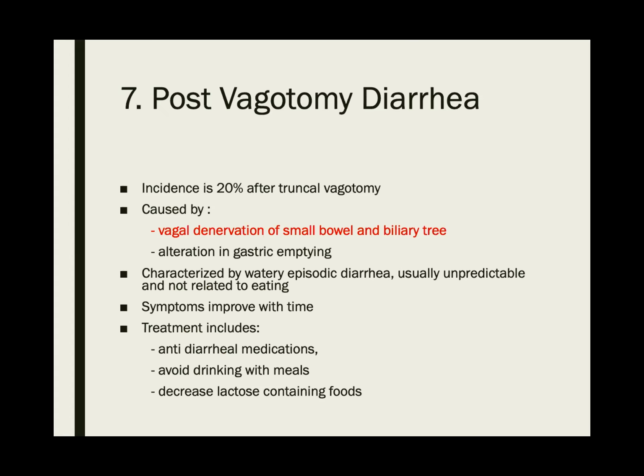extensive vagotomy, with that we will lose the peristaltic movement. Okay. So there would be vagal denervation of the small bowel and biliary tree, and there is going to be watery episodic diarrhea, which is unpredictable. This is very important. So this is the characteristic, and usually when they say to you unpredictable, then of course directly think about vagotomy.